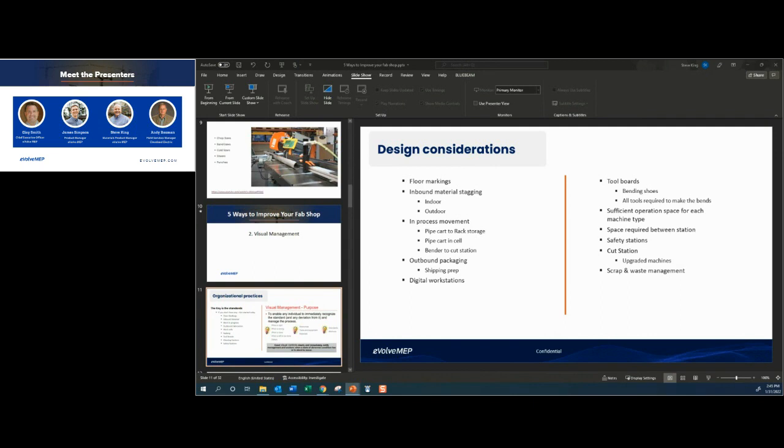Cleveland has nice digital workstations there. They download their drawings to those stations and can bend that conduit without the need to print a lot of that stuff. Tool boards in the work cells, all the materials required to make those bends. The tools are there. So just a lot of considerations in that design.